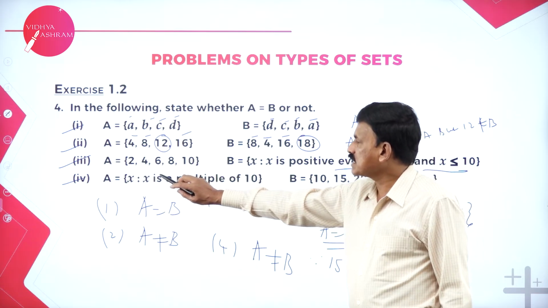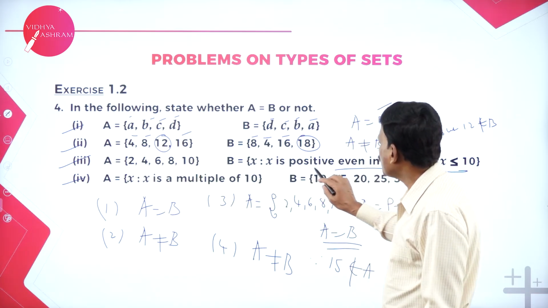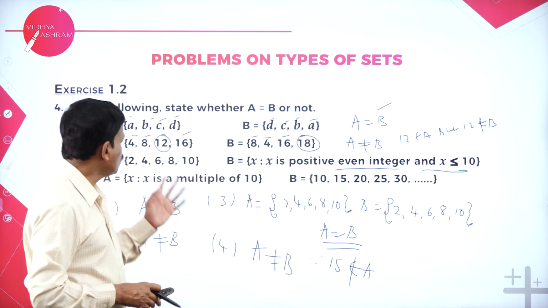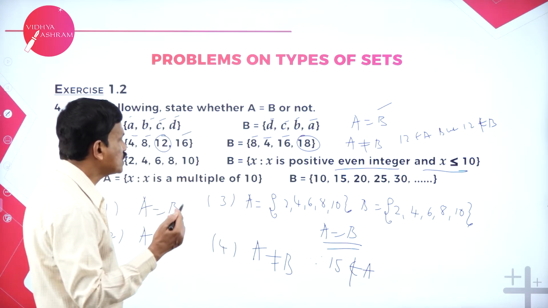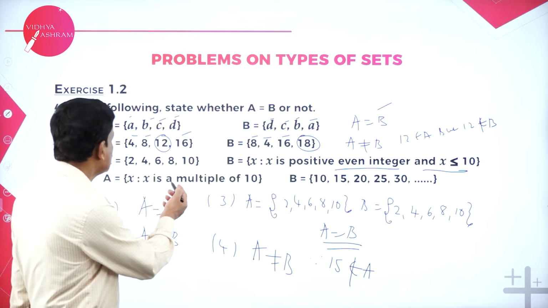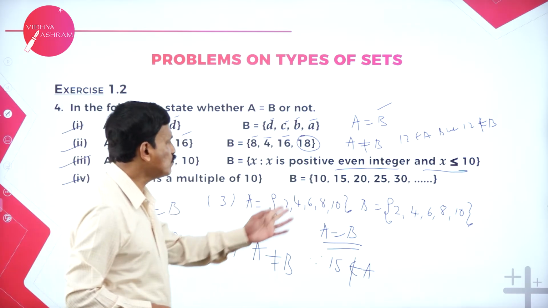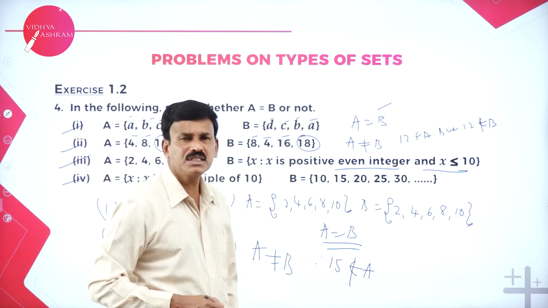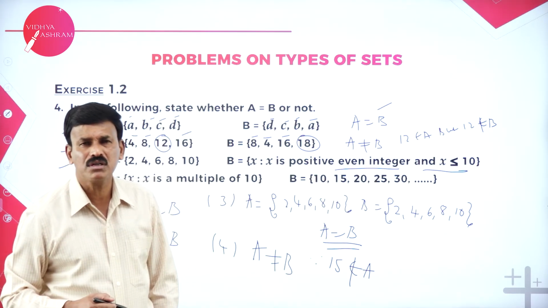And whereas in the third example, with 2, 4, 6, 8, 10, the statement given, positive even integers less than or equal to 10, is nothing but 2, 4, 6, 8, 10. Therefore, it is an equal set. Whereas X is a multiple of 10, this is not a multiple of 10. These are the multiples of 5. So we can say that these two sets A and B are not equal.